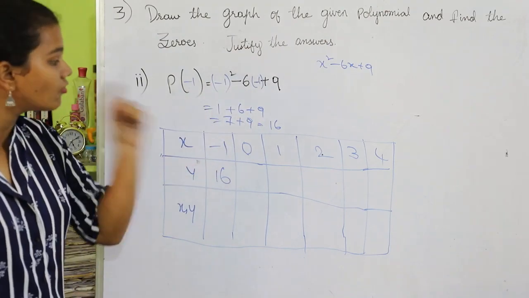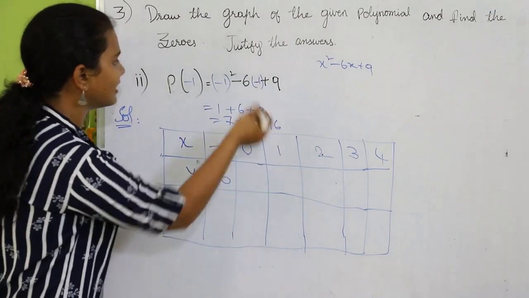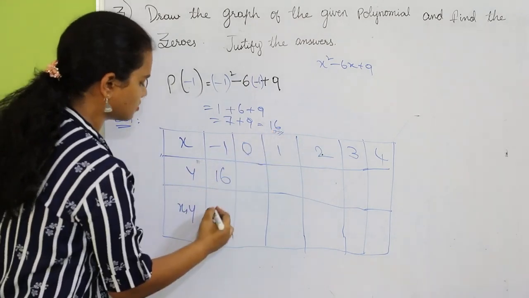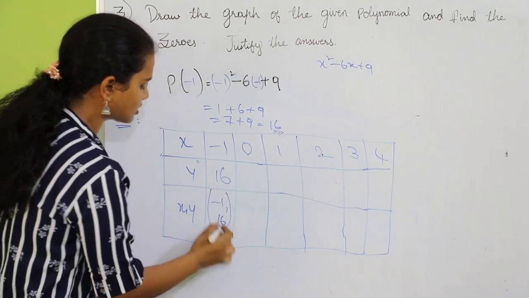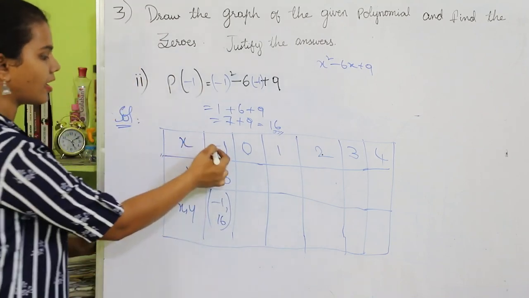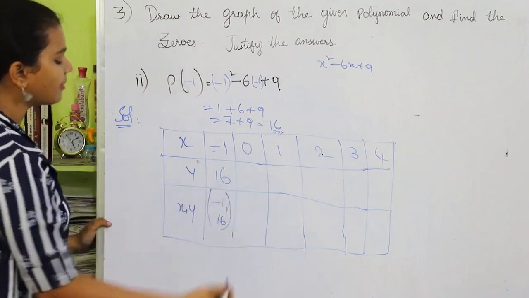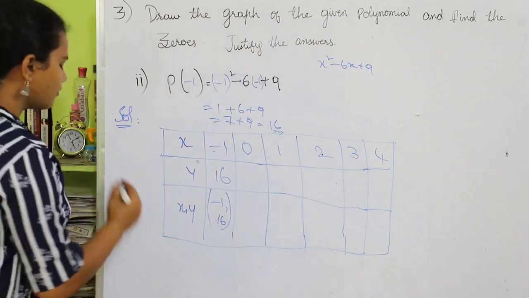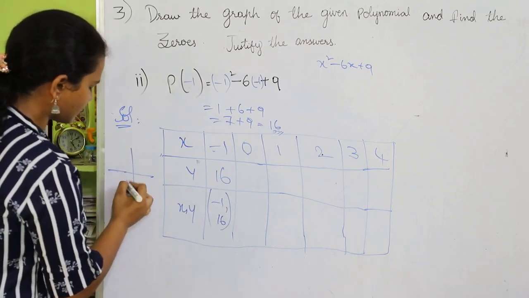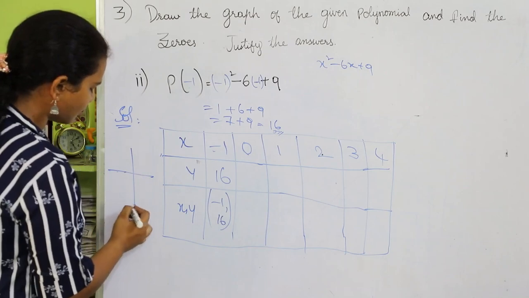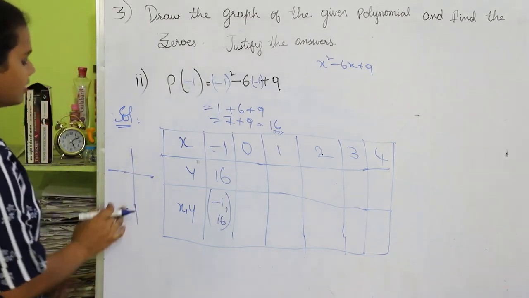So when the x value is minus 1, the y value should be 16. So minus 1 comma 16 will be the point x comma y. If you go to this graph, x value minus 1 means somewhere over here, and the y value is 16, so the point might be somewhere over here, okay?